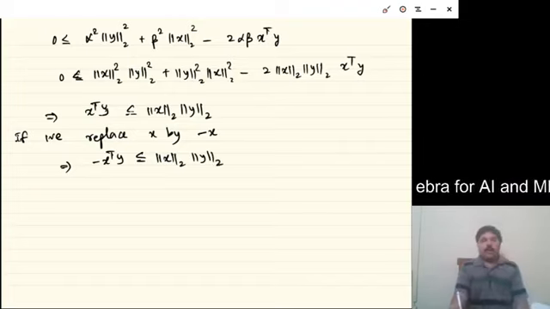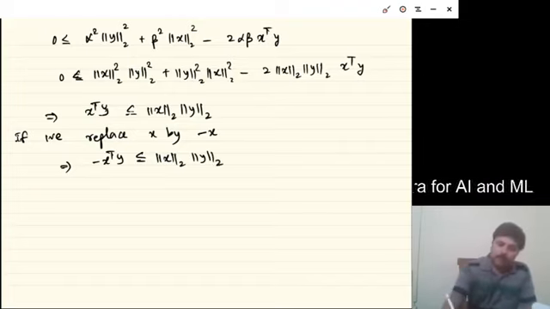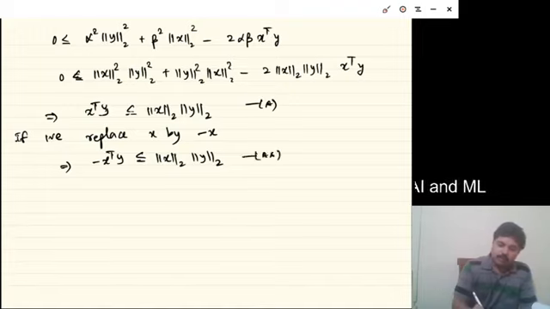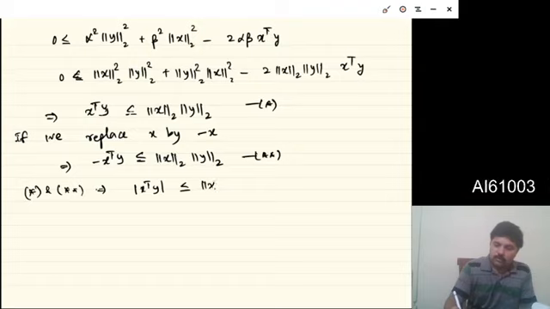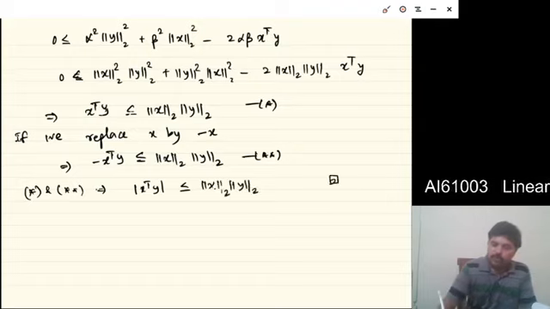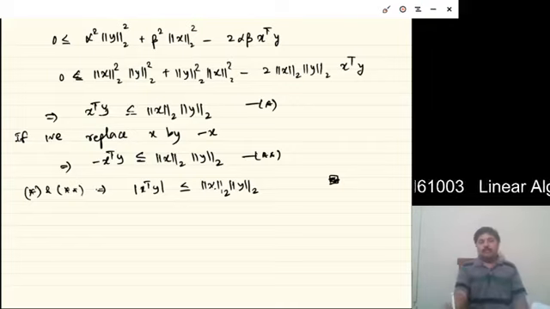this. And when I have this particular thing, this equation star and equation double star together will imply that the absolute value of x transpose y is less than or equal to 2 norm of x times 2 norm of y, which is what the Cauchy-Schwarz inequality really is. So that's the proof of the Cauchy-Schwarz inequality.